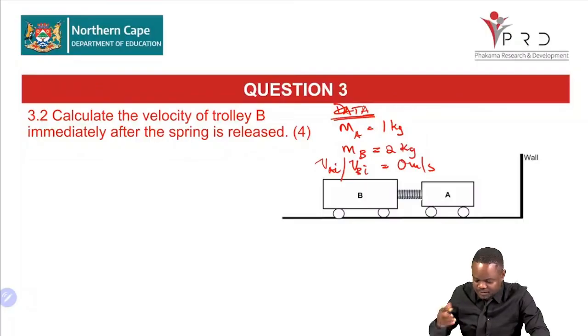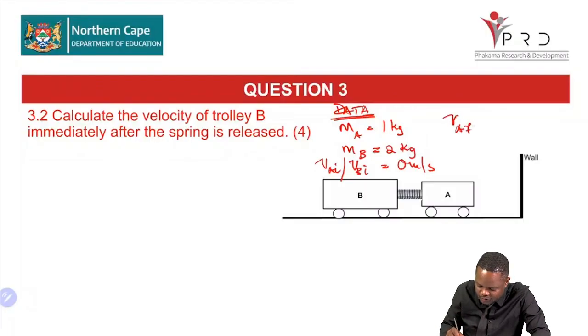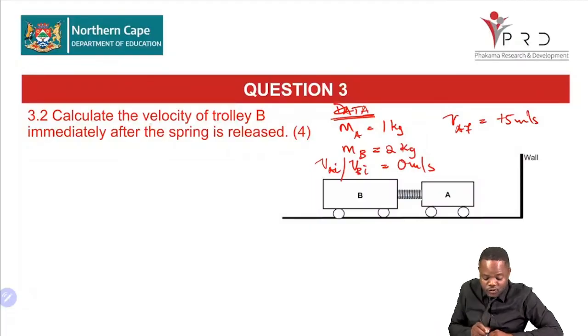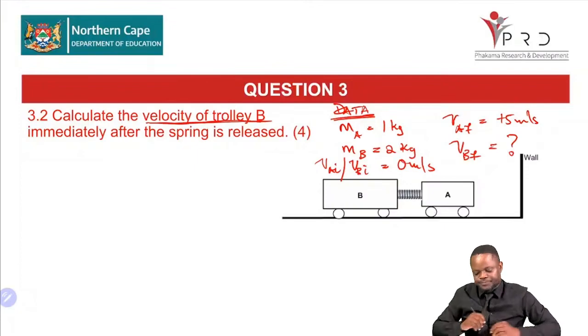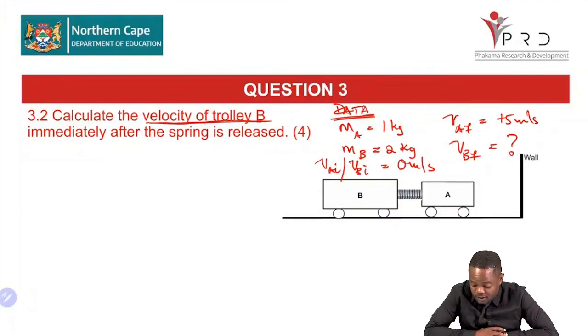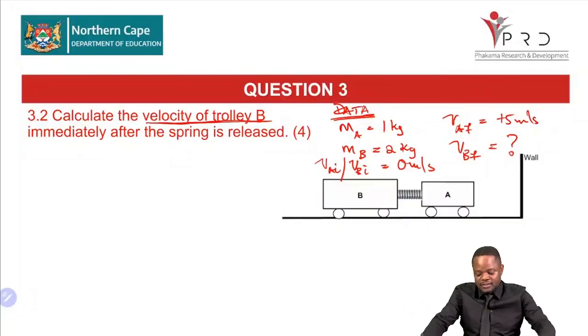What else do we need? We have the final velocity, I'll call it VAF. We say it is a positive 5 meters per second. And now you need to calculate the velocity of what? Of trolley B after. So we need VBF, the final velocity of B after the spring is released. Okay, so this is our data.